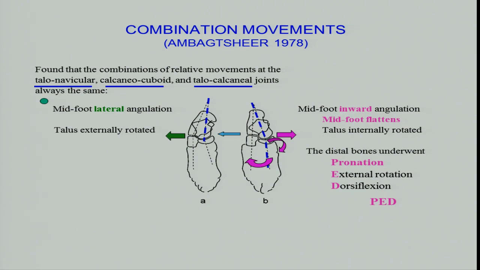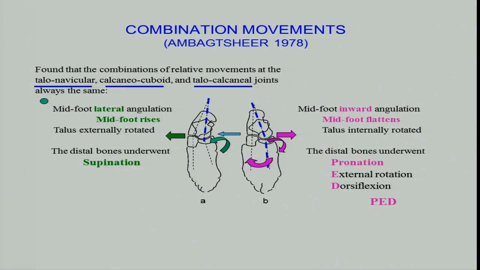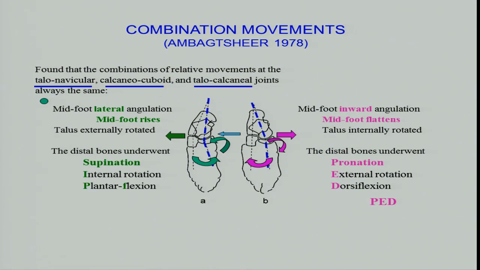And if it went the other way, if the talus externally rotated, the midfoot would elevate, and the distal bones were found to go under supination, internal rotation, and plantar flexion. Now you think, gosh, all these arrows and things. But if you remember SIPFA and PED, then you can start to work out the movements that occur at these three joints.